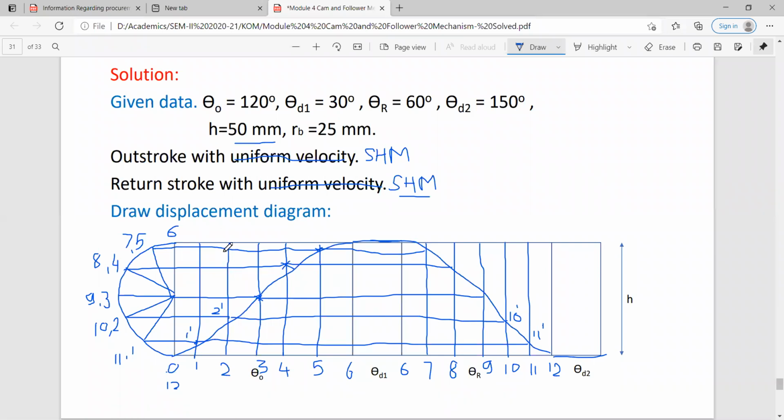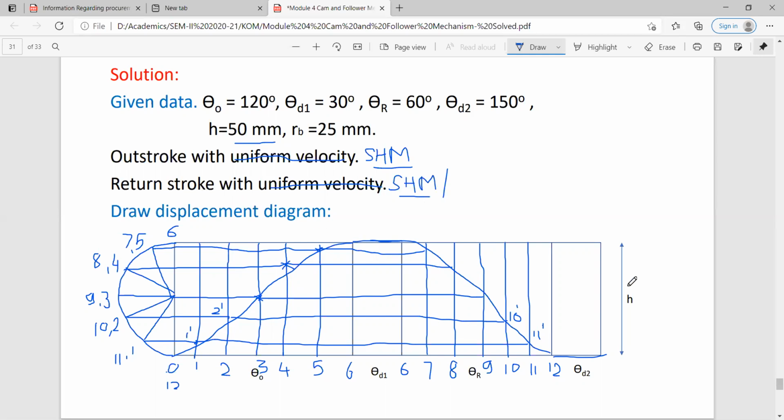Getting it? Suppose it was given that outstroke is with simple harmonic motion but return stroke with uniform velocity. Then simple harmonic motion is not there, so you don't need to draw the semicircle for return stroke. For return stroke, which type of motion is there? That is uniform velocity. You know that for uniform velocity you just join the corners with a straight line, like this.